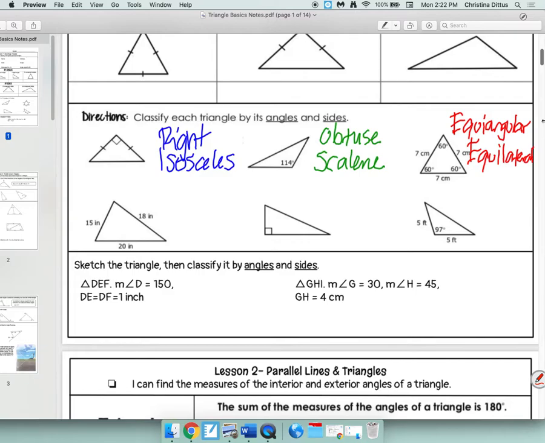What kind of angles do I have down here? Acute. How many sides are the same? None, so it's acute scalene. Let's skip this one for now. Next one, what kind of angle do I have? Obtuse, good. How many sides are the same? Two, so it's an obtuse isosceles. Nice.